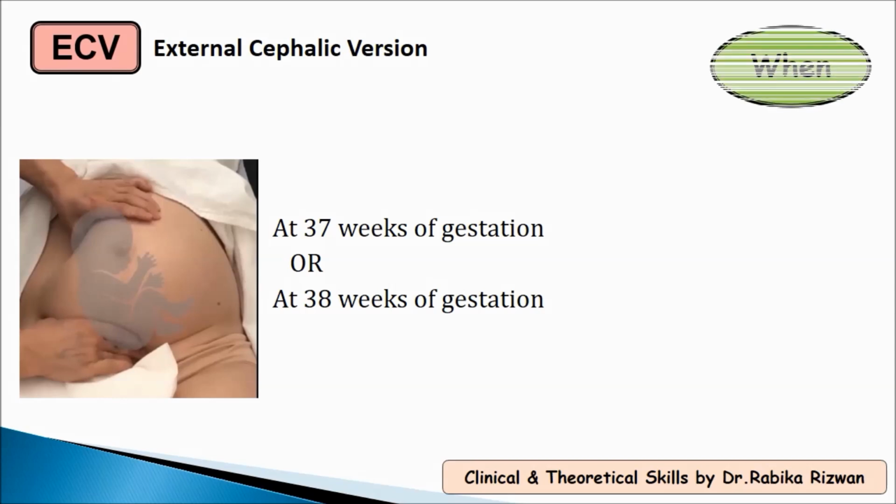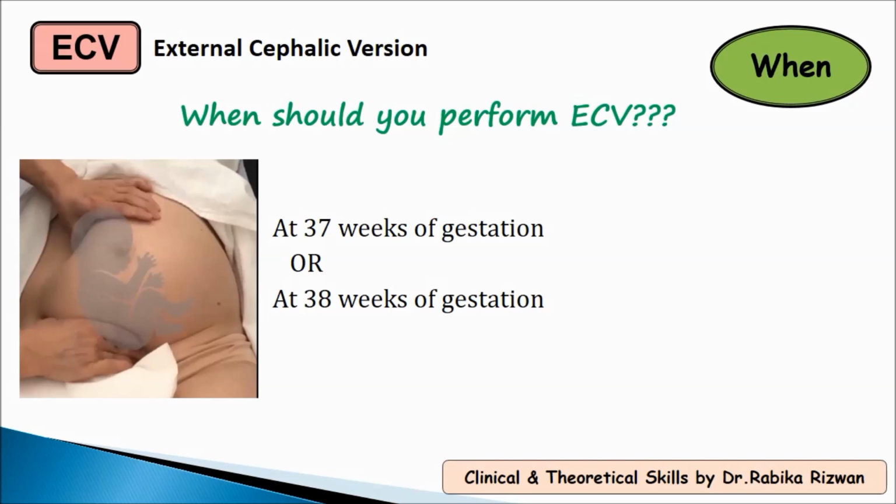Then the next W is when. When should you perform ECV? It is very common before 35 or 36 weeks of pregnancy to have breech presentation, as most of the babies turn to head down position before the last month of pregnancy. If it does not do so, only then you need to select a mother for external cephalic version.